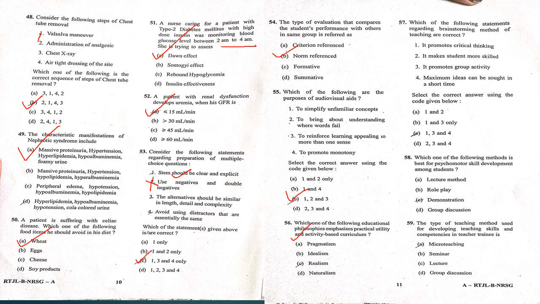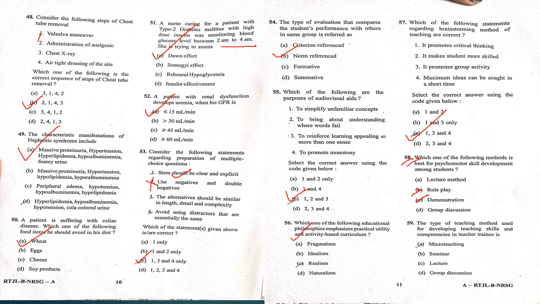57. Which one of the following statements regarding brainstorming method of the teaching are correct? Option C, 1 3 4 সবগুলোই হবে. 58. Which one of the following method is best for psychomotor skill development among the student? এটা ডেমনস্ট্রেশনও হতে পারে, রোল প্লেও হতে পারে. তোমরা কি করেছো কমেন্ট করে জানিও.